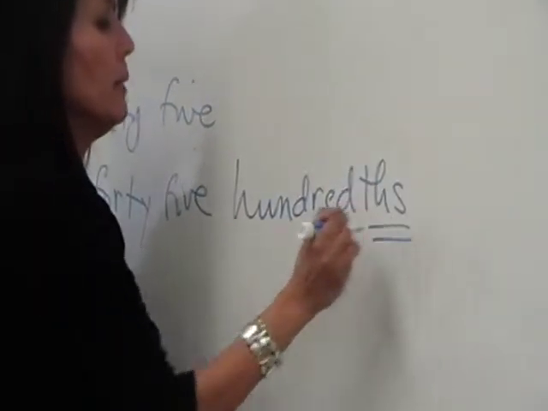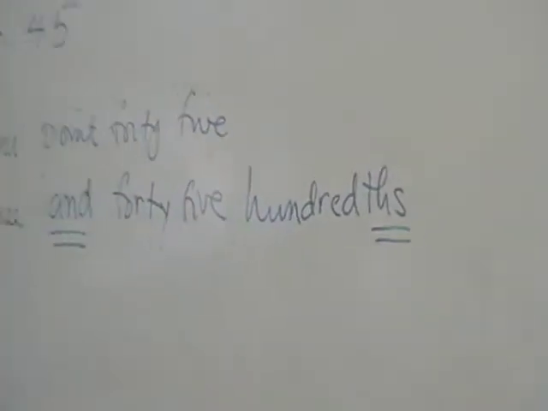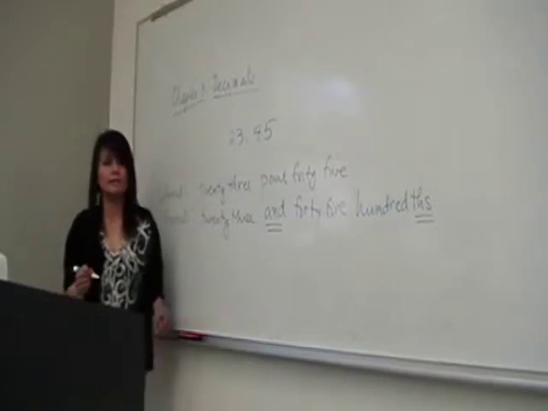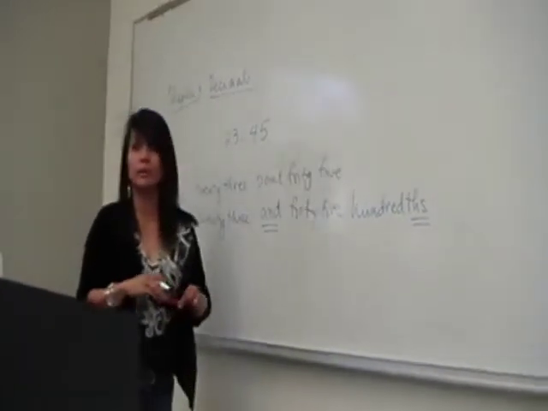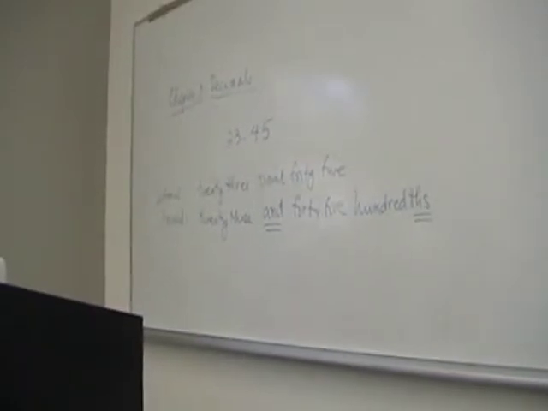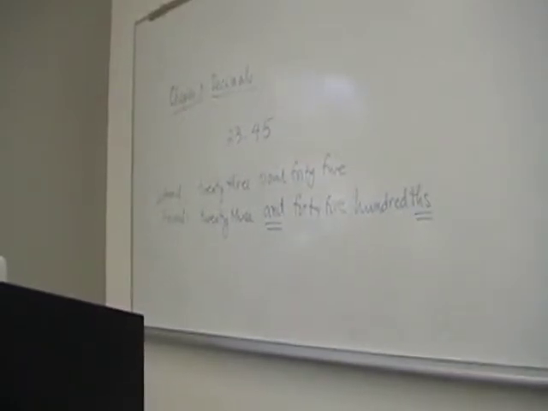How did that become hundredths? Anybody know? 45 out of 100. It's in the hundredths place. It has something to do with the place value, and that's what we'll talk about next, okay? So it's the hundredths place according to Paul. So let us look at a simple example.